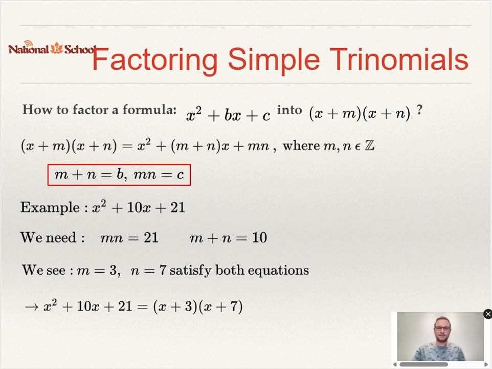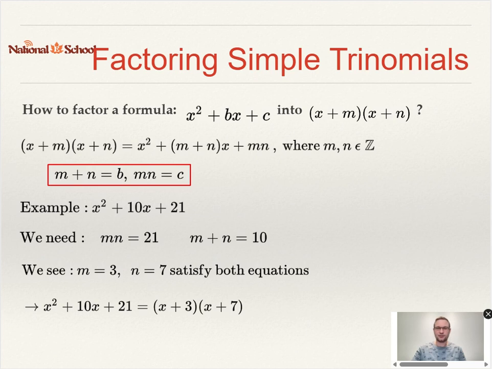So let's do an example. If you want to, you can pause the video now and try this example for yourself. But if you don't, and you haven't paused it yet, then I'm just going to go into the explanation. So we have x squared plus 10x plus 21. And we need it to satisfy these two equations. The product of m and n is equal to 21, and the sum of m and n is equal to 10. Now, after playing around with it for a bit, you'll realize that if we let m equal 3 and n equal 7, it will satisfy both of those equations.